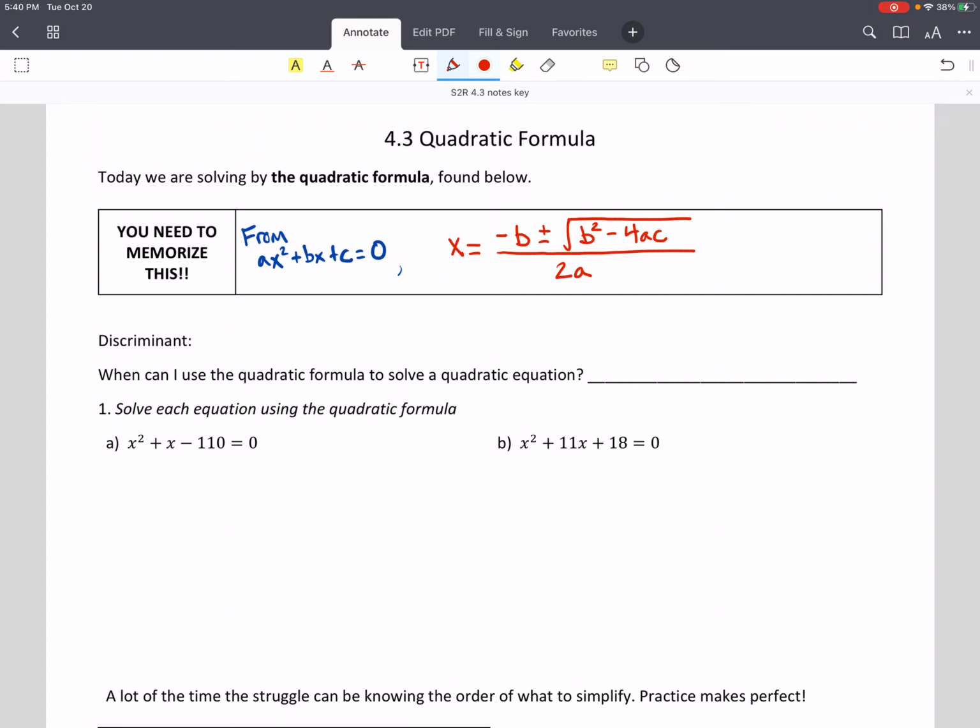Now, it looks like a hot mess, and you're not wrong. It kind of is a hot mess. But here's the beautiful thing. You can use the quadratic formula to solve anytime you have a quadratic equation. That's pretty darn exciting.